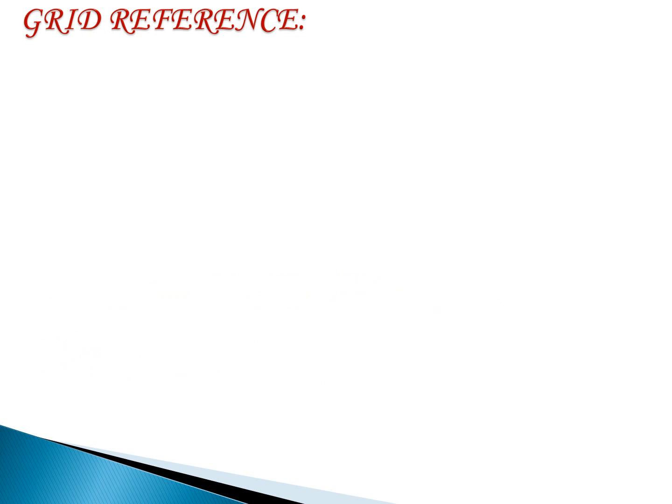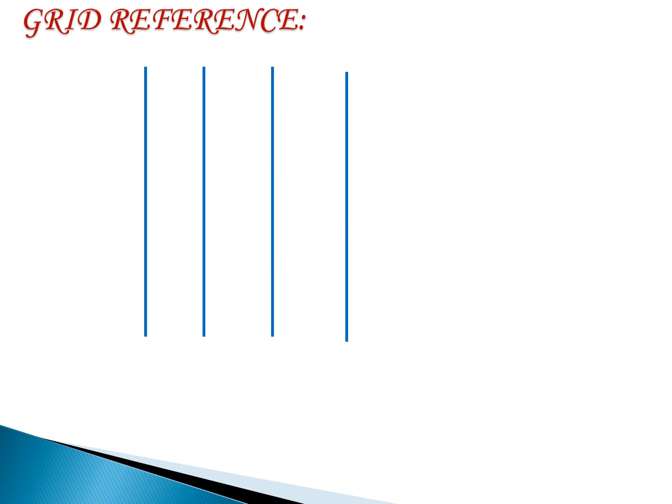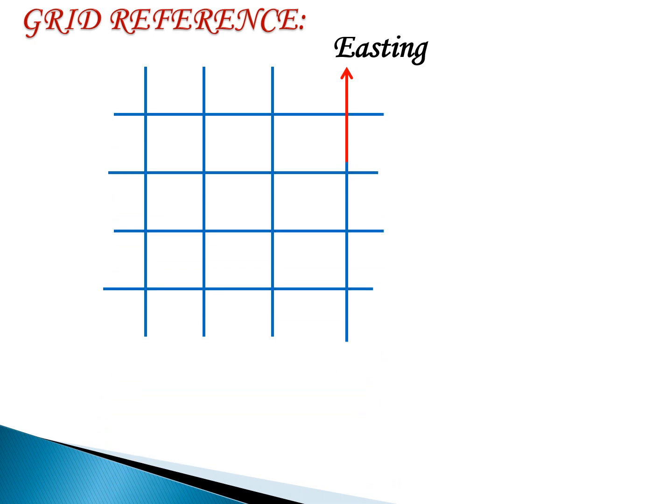Then next comes the grid reference. So this is also very important to understand our topo sheet. So on a map you can see the vertical lines as well as the horizontal lines. So these vertical lines are called eastings because they are running towards east, and the horizontal lines are called northings. And when these cross each other, that is eastings and northings, it forms a grid.